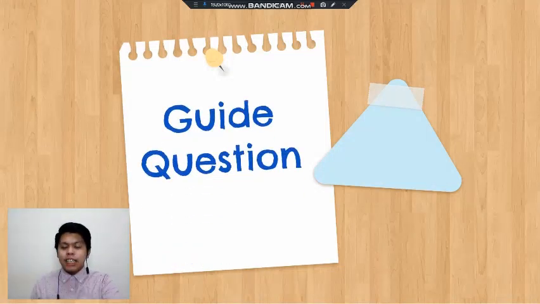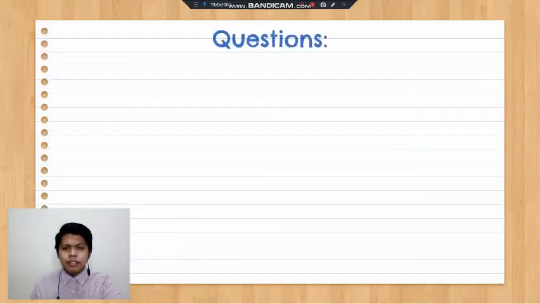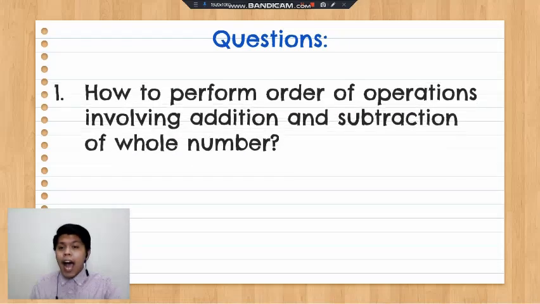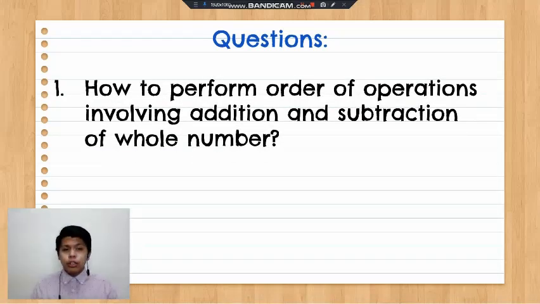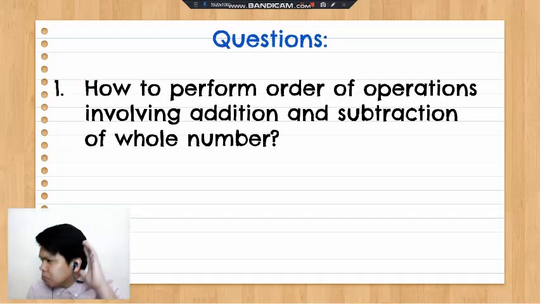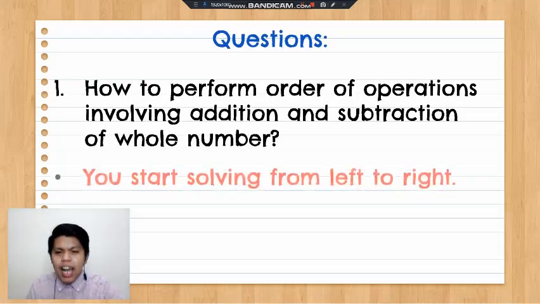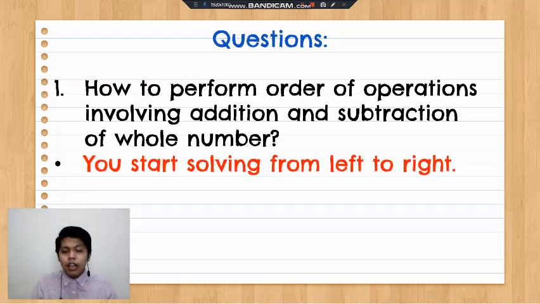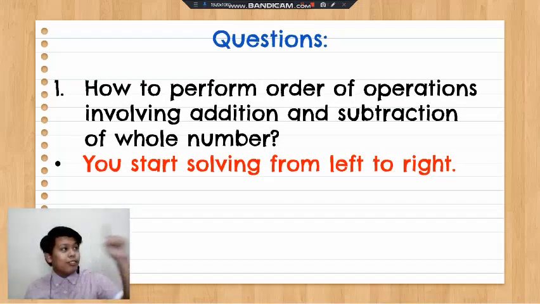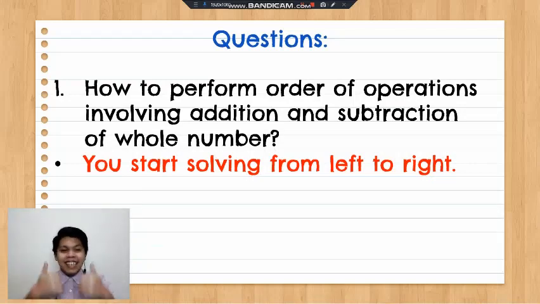Okay, but let's answer this. How to perform order of operations involving addition and subtraction of whole numbers? You have to start solving from left to right. Again, from left to right. That clear? Okay, well done.